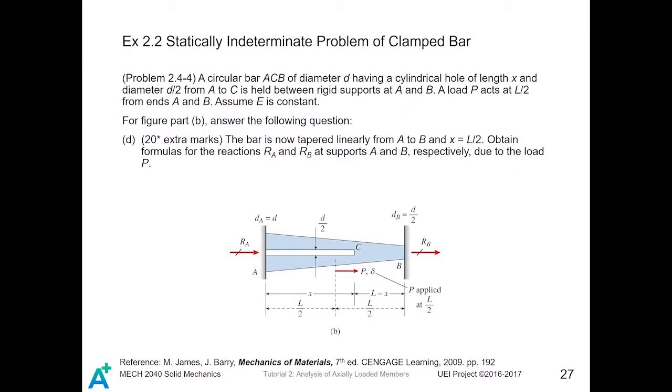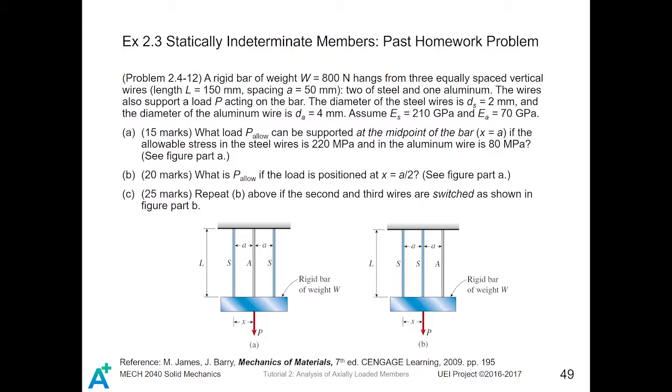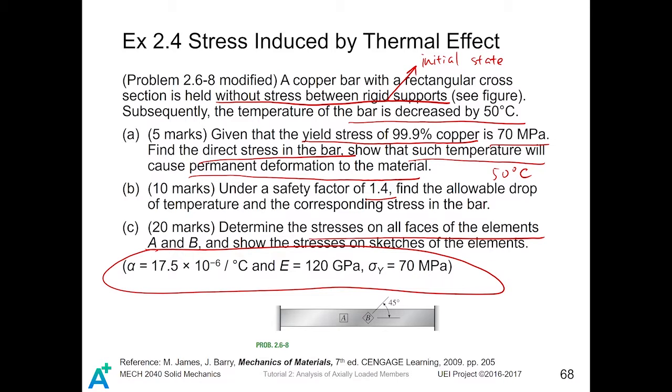And since part D and part E are very difficult, I assigned extra marks on them instead of regular marks. For part E, also extra marks because there are a lot of calculations. For 2.3, I assigned 15 marks for part A, 20 marks for part B, 25 marks for part C. For the last exercise, I assigned 5 marks for part A, 10 marks for part B, and 20 marks for part C.